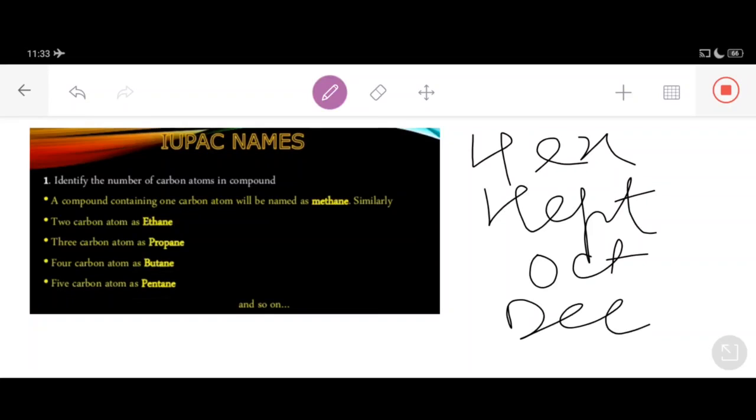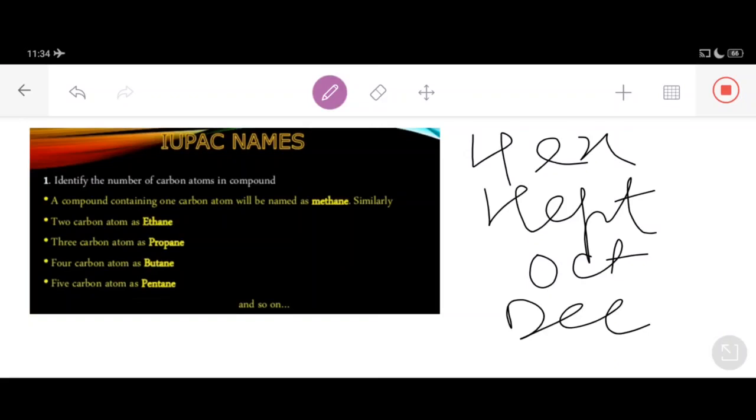So this was the first rule. The first rule regarding the naming of the hydrocarbons is that the number of carbon atoms in a hydrocarbon is indicated by using the following terms: meth, eth, prop, but, pent, hex, hept, oct, non, and dec.